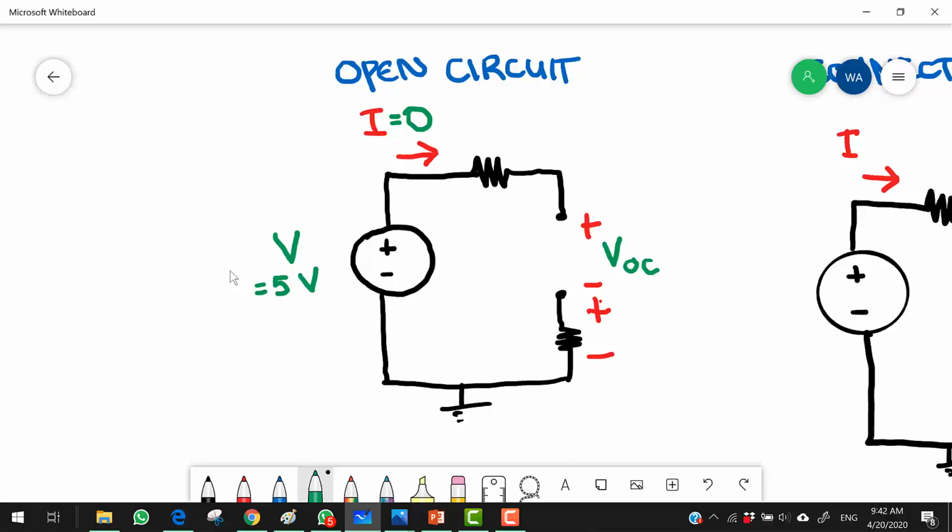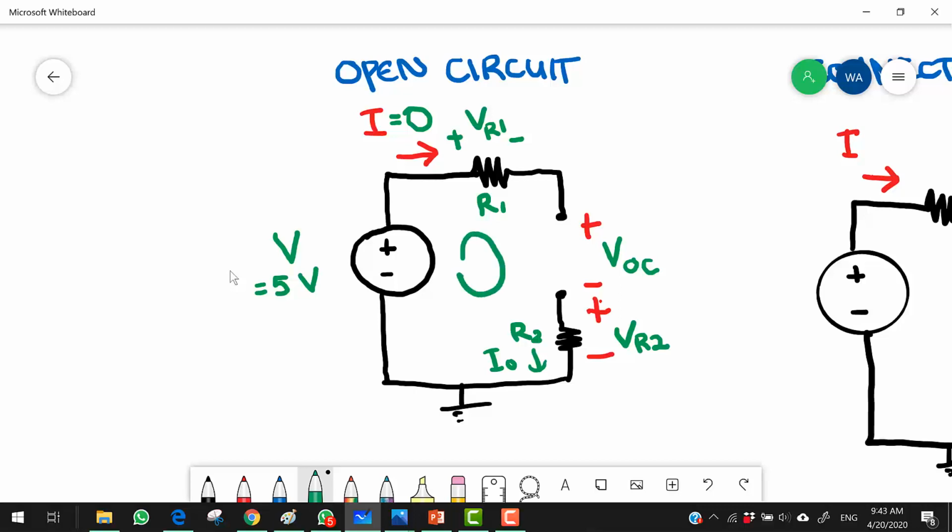This resistor here, let's call this R1, let's call this R2. The voltage drop across R1 is going to be zero, because Ohm's law says V is equal to IR. So whatever the value of R is, because current is zero, voltage drop across R1 is zero. Voltage drop across R2 is also zero because the current here is also zero. But the voltage drop across the open circuit.